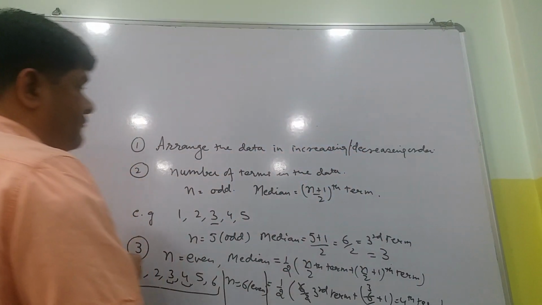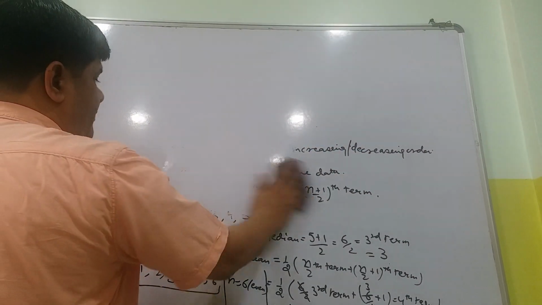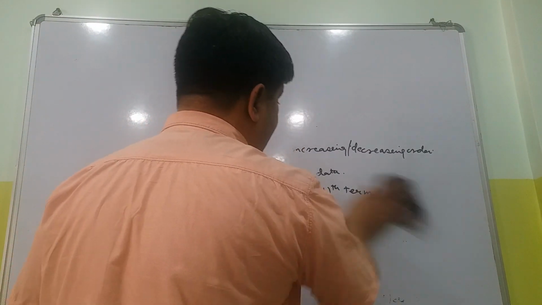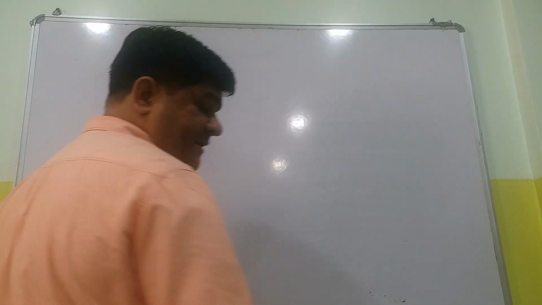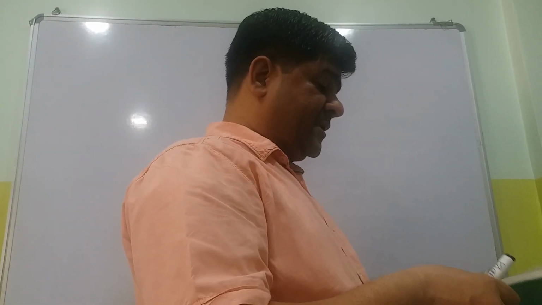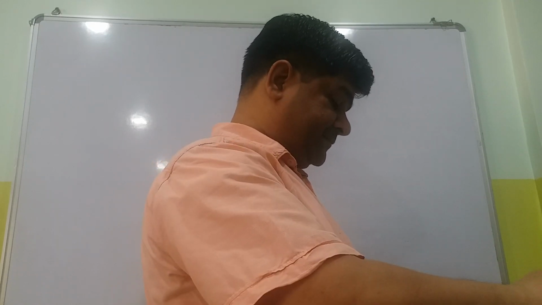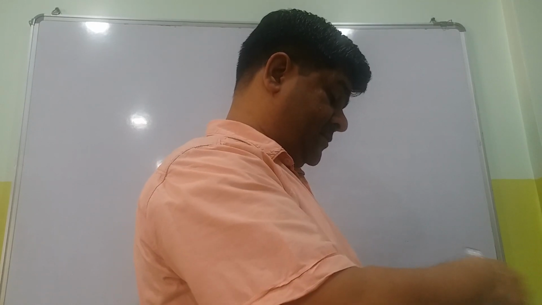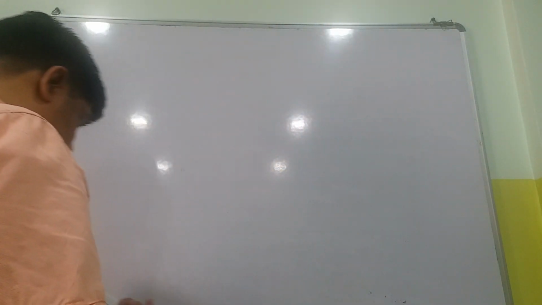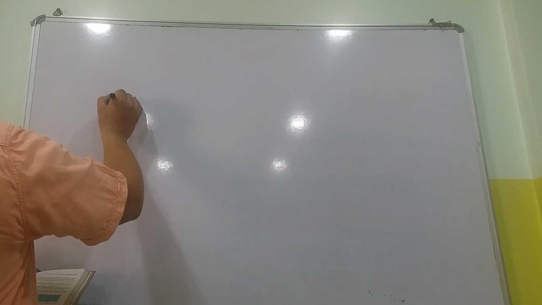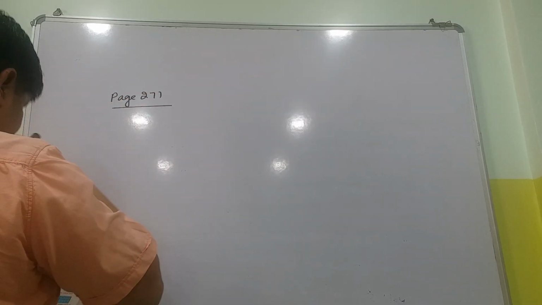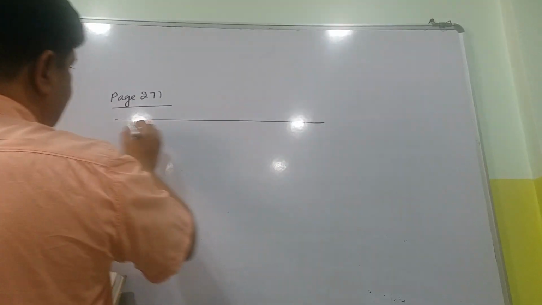This is where the data is ungrouped data, and you have to arrange the data either in increasing order or decreasing order. Suppose the same data comes in grouped form. So we have the sum like that on page number 277. Right? Here the data is like this.